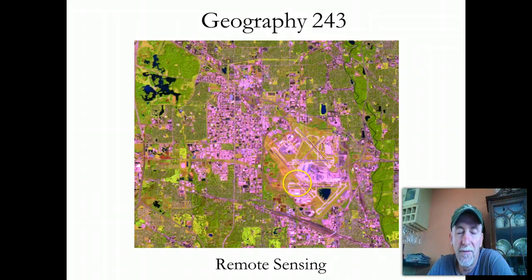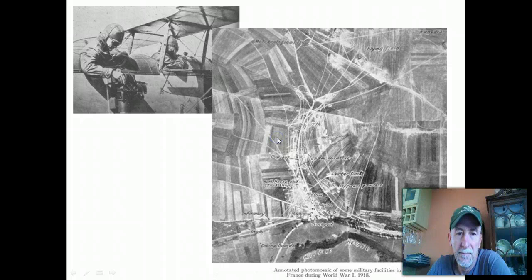This is a Landsat image that you're looking at here of O'Hare Airport and the Elk Grove Village Industrial Complex that's immediately west of that, west and north of that facility.